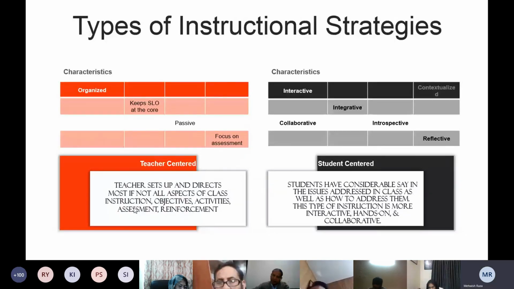Whereas student-centered instructional strategies are more interactive, they are more contextualized, they are more integrative in nature when it comes to learning objectives. You're not only achieving one learning objective through a student-centered teaching approach, you're integrating different learning objectives and making it a collection of likewise learning objectives for the students to accomplish.